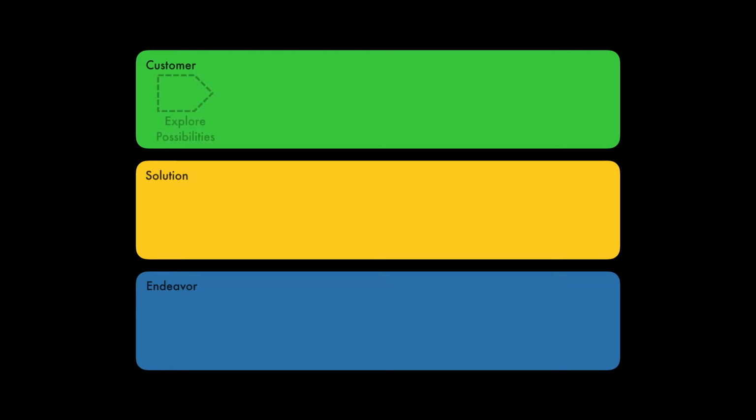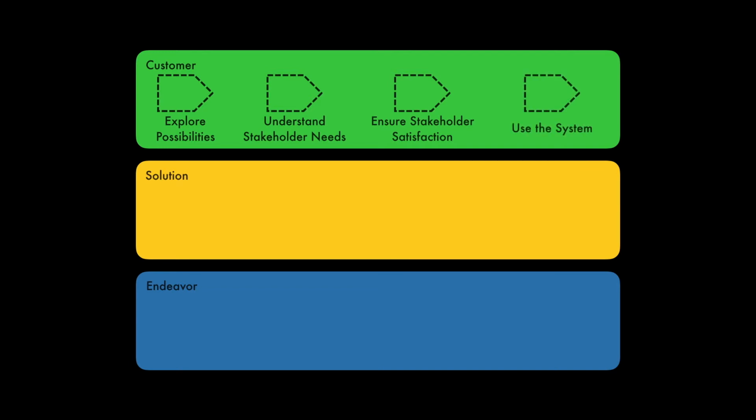The team needs to explore possibilities that the planned software system presents. The team has to understand stakeholder needs by actively engaging with the stakeholders. The team has to ensure stakeholder satisfaction by sharing the development results and verifying that the results successfully address the opportunity. Finally, the team observes the use of the system in the customer's environment.